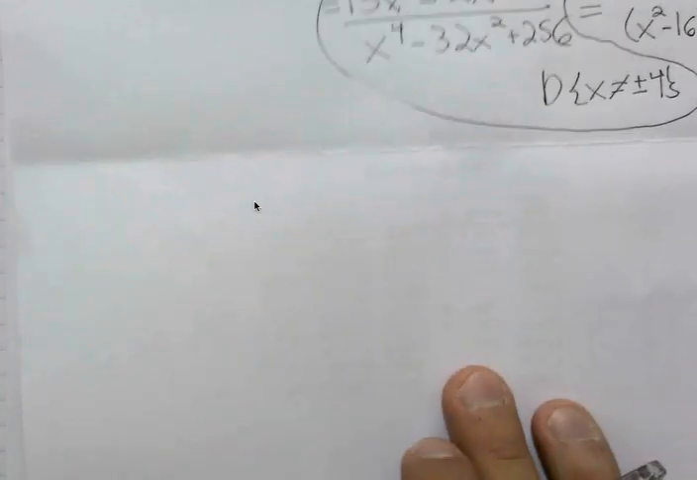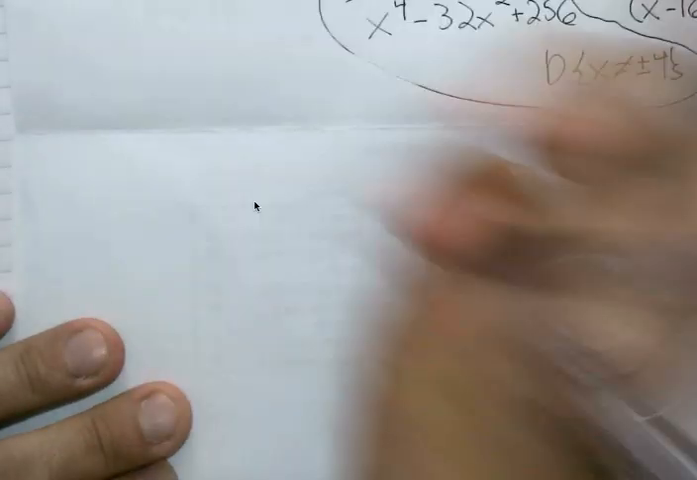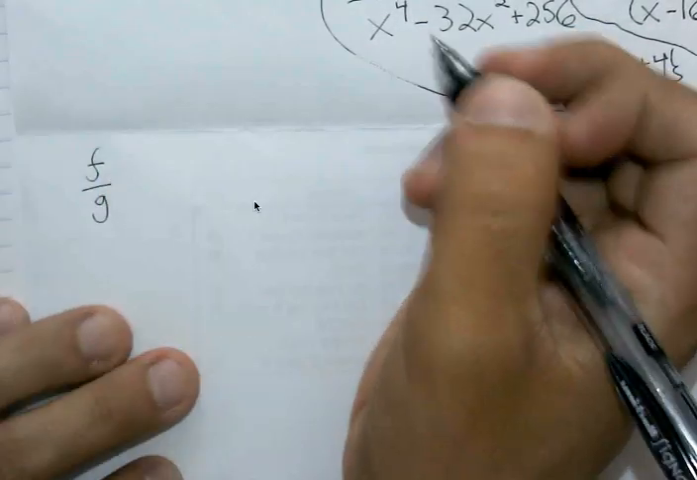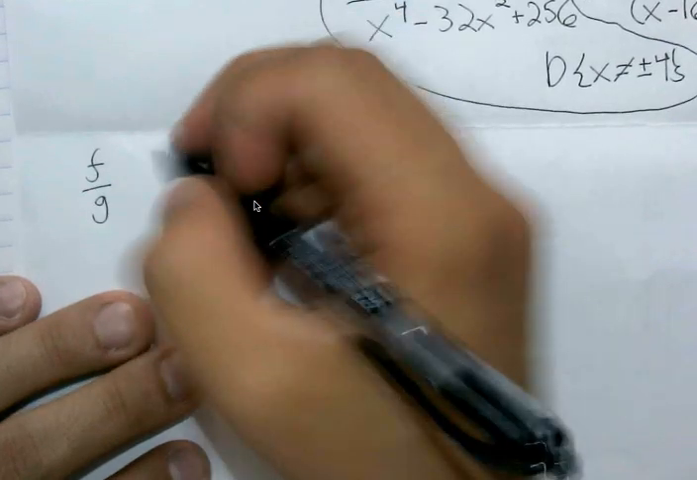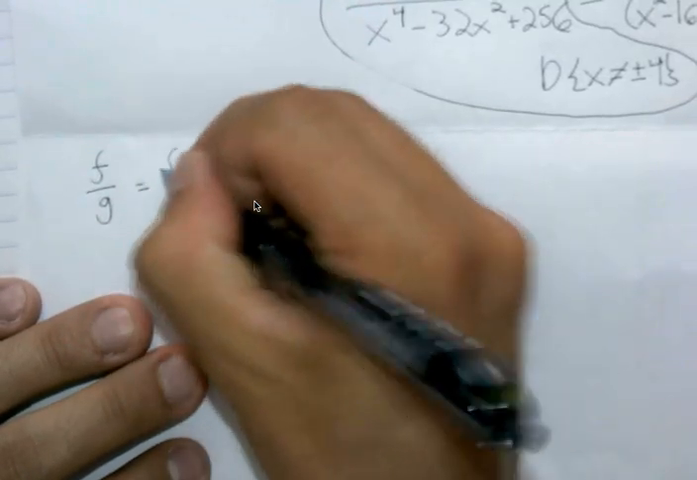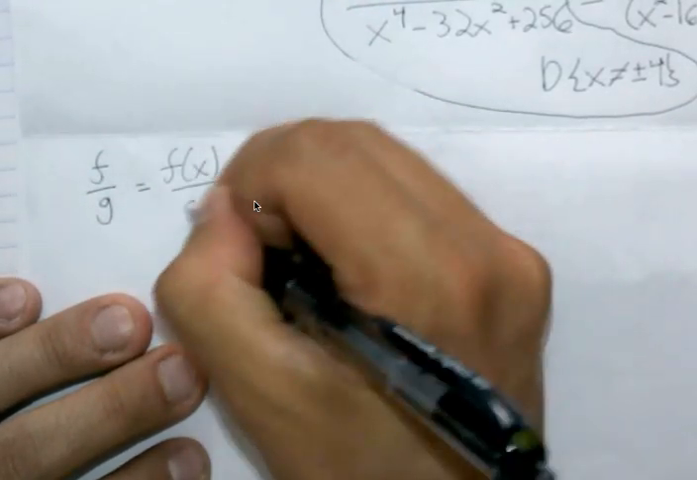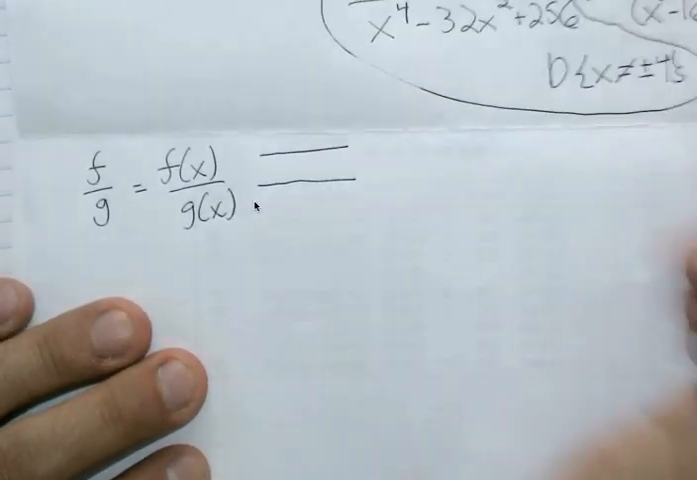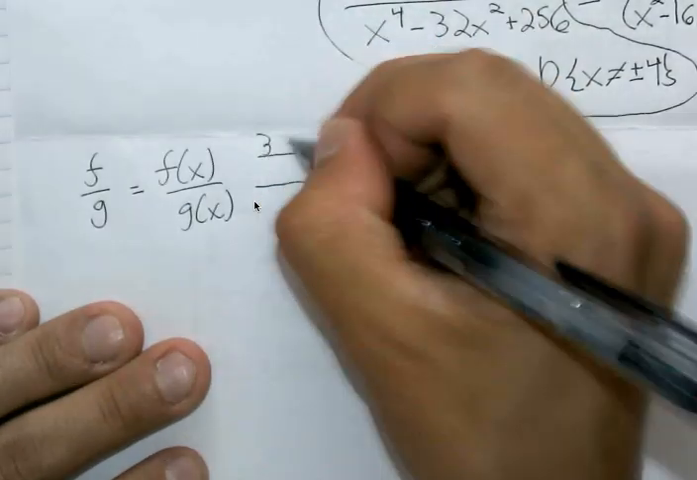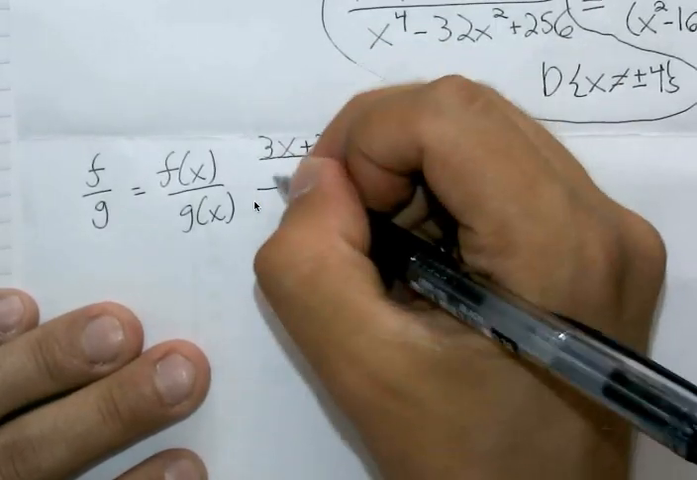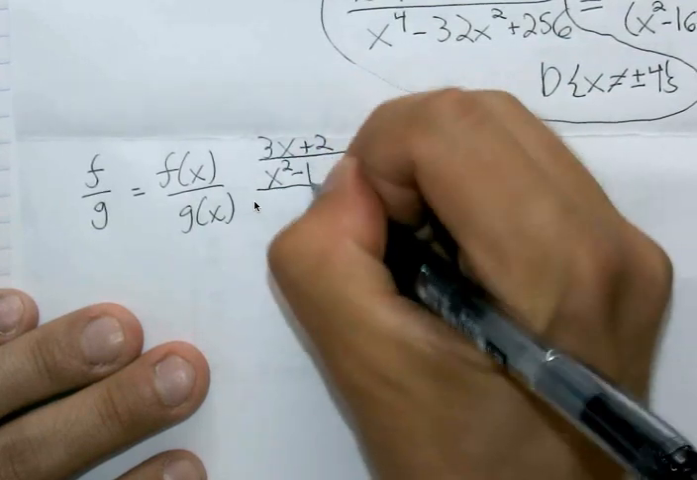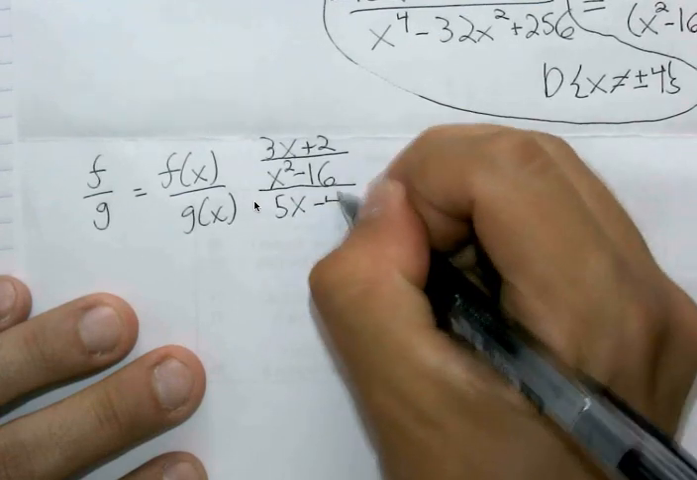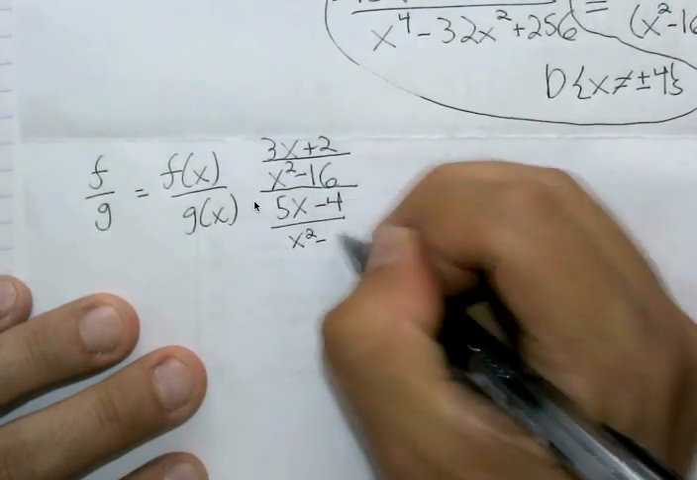Division won't come up too much, especially because these are pretty strenuous. There's a lot going on with these. It's going to be kind of a pain, but we'll soon see that a lot of cancellation happens. So if we have f of x dividing by g of x, these are both fractions, so we'll leave a lot of space for this. So f of x we have is 3x plus 2 over x squared minus 16 dividing with 5x minus 4 over x squared minus 16.